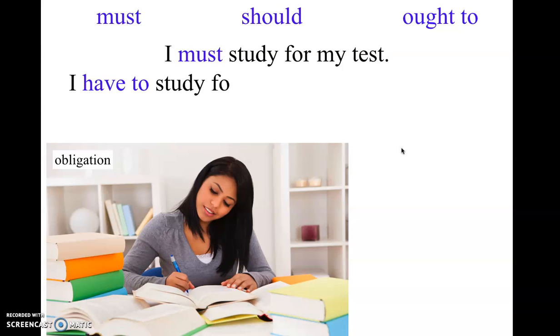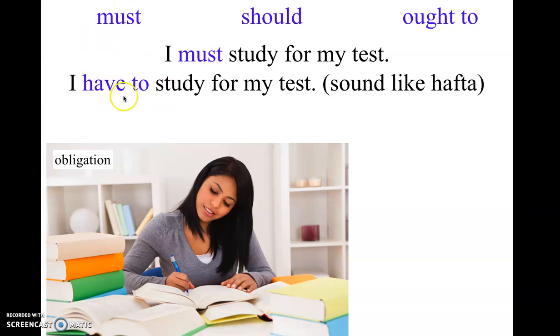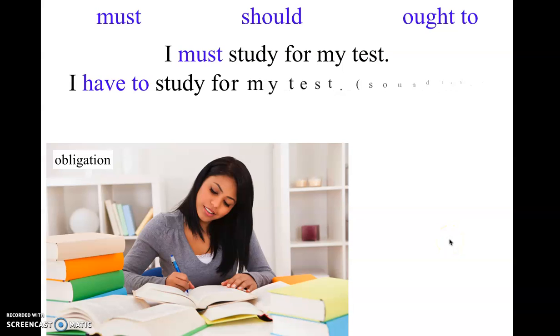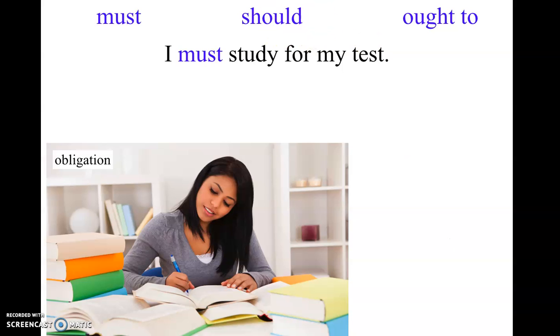Now, you might also hear people say, I have to study for my test. And this, have to, will often sound like "hafta." I have to study for my test. This is a little bit more informal language here. The three words here are a little bit better to use. Now, the difference between must and should and ought to is a lot of the time speakers use these two to a lesser obligation than must, to a lesser degree than must.